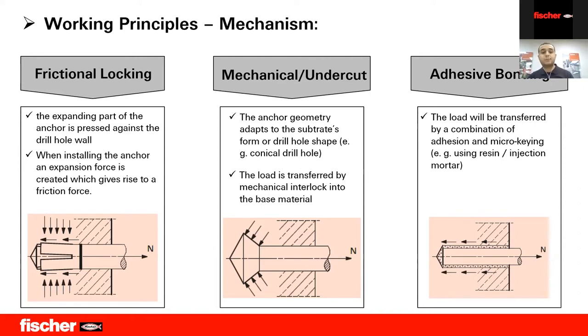So you can be closer to the edge because you do not have that huge stress acting on the concrete. To sum it up, we have friction due to the expansion, we have a mechanical interlock where the anchor is adapted inside, and also the adhesive bonding due to the chemical anchoring. So these are the working principles that I need you all to understand, because this is what we are going to face in the upcoming slides.